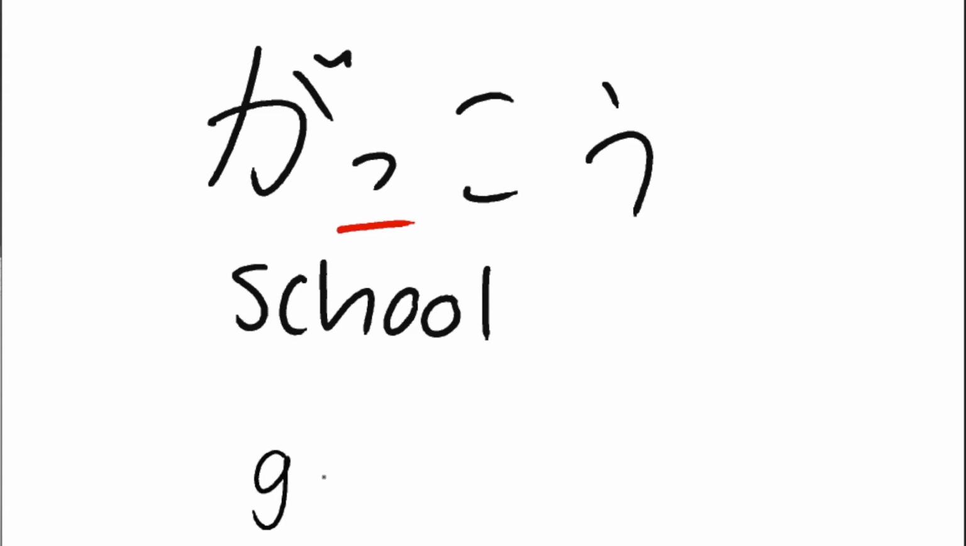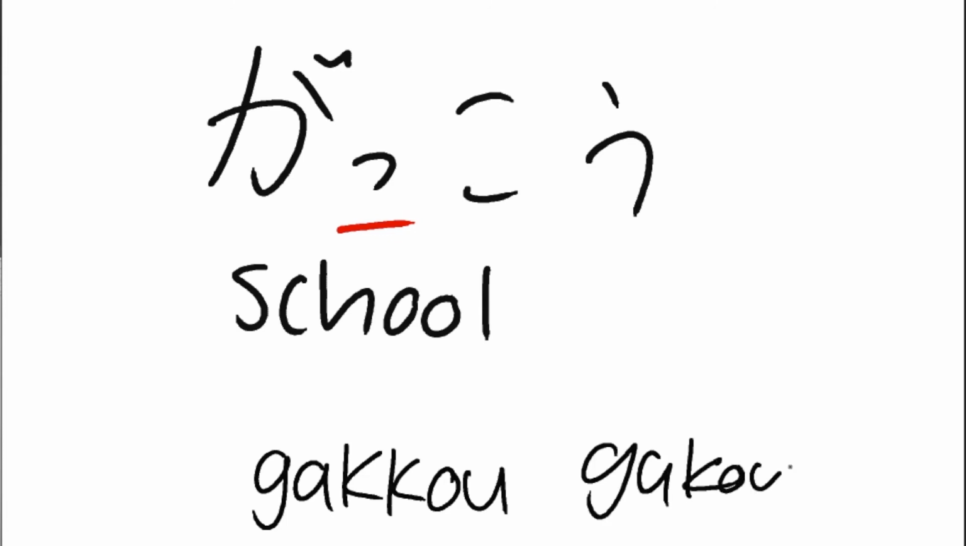Another word with a small tsu in Japanese is gakkou, which means school. So if you notice right here, we have a small tsu. It is smaller than the rest of the characters, so it is not gatsukou, but gakkou. And when we spell this in Romaji, we double up the consonant that comes after the tsu, right? So it's gakkou with 2 Ks and not gakkou with 1 K. 2 Ks because we have the small tsu. So whatever consonant comes afterwards, which is K for ko, we double that up.